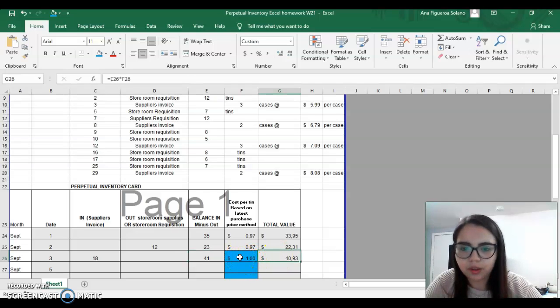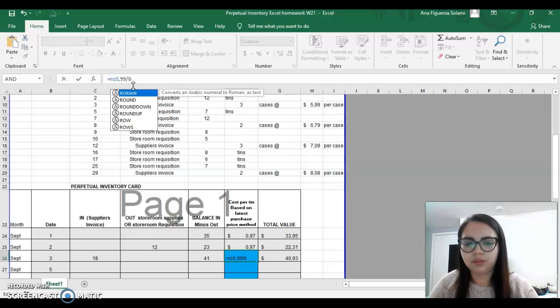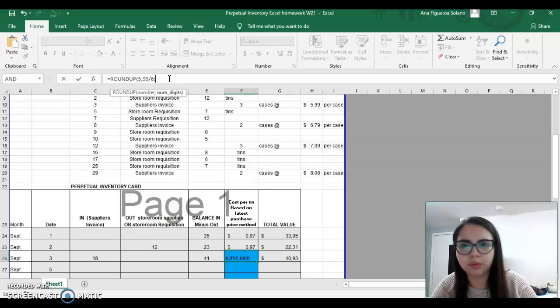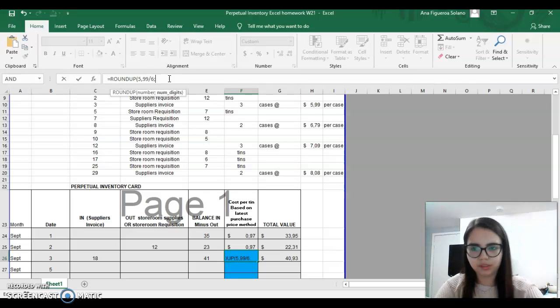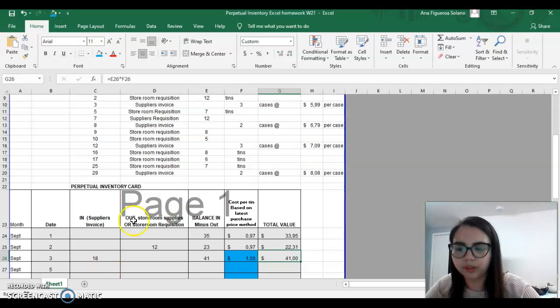We go back to the cost per thing. And in the formula, after the equal, we're going to type round up, open bracket, leave the same division, and then I'm gonna use a semicolon because that's what works with my Windows system, and the number of decimals that we want. And then we close the bracket. Enter. That way we're gonna get the total value that we really want.